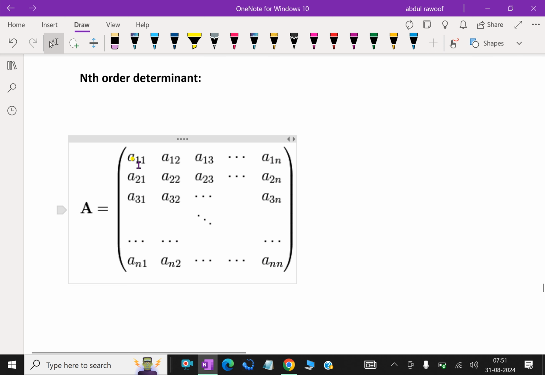A11 means what? It is the element of the nth order matrix in the first row and first column. Suppose this one is what? A23. It is the second row, third column, like 2, 3.